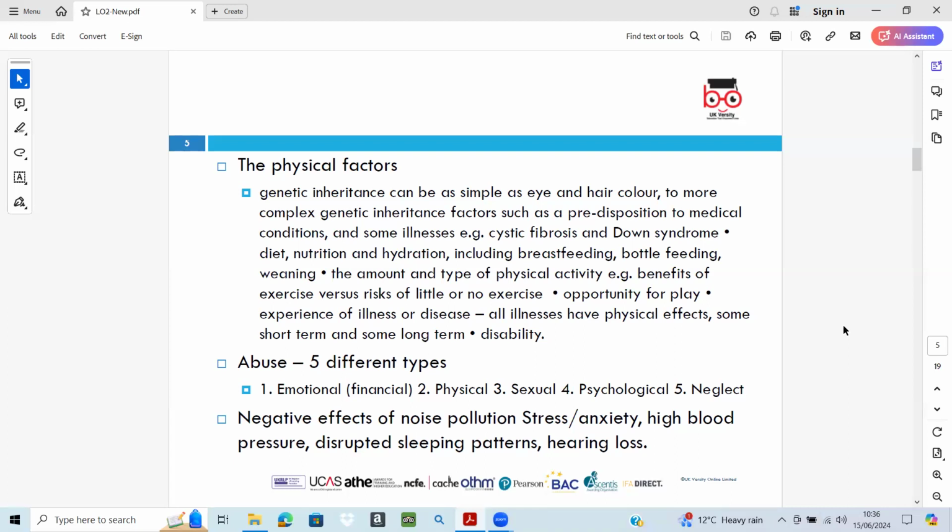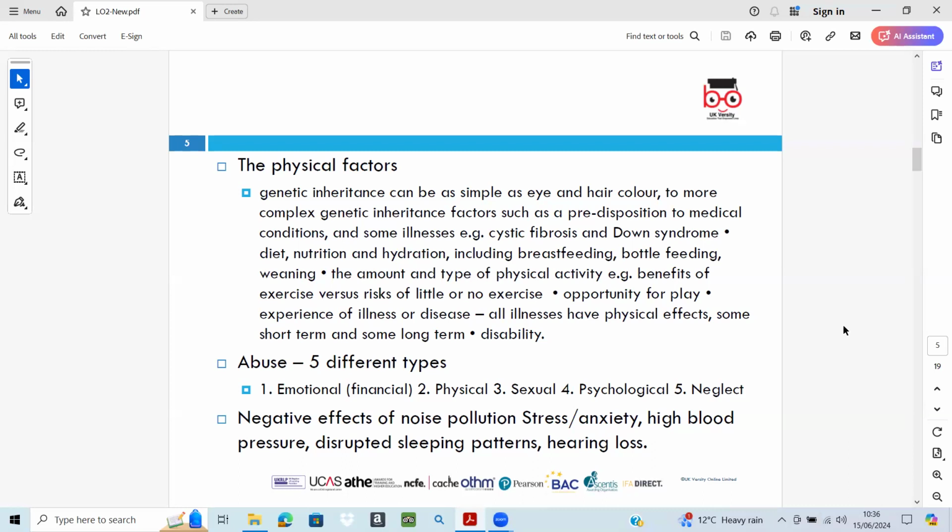If we talk about genetic inheritance, it refers to the traits and conditions passed down from parents to their children through genes, and these can range from simple characteristics to complex predispositions to certain medical conditions. We can give the example of eye and hair color. Simple traits like eye and hair color are determined by genetic makeup and are inherited from the parents.